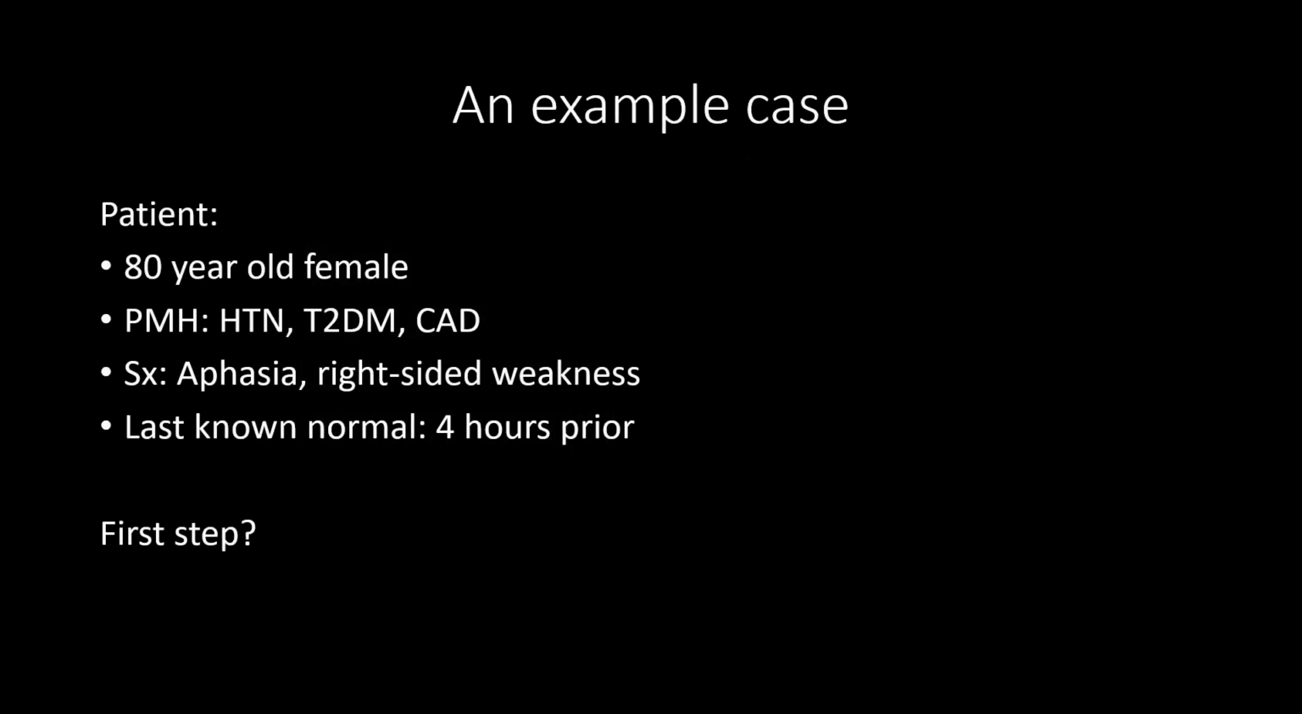So let's run through an example case. Let's say we have an 80-year-old female with a history of coronary artery disease, hypertension, and type 2 diabetes who has had no recent illnesses. She is presenting with aphasia and right-sided weakness. Her last known normal was 4 hours ago. As far as our first step goes, that would be to get a non-contrast CT.